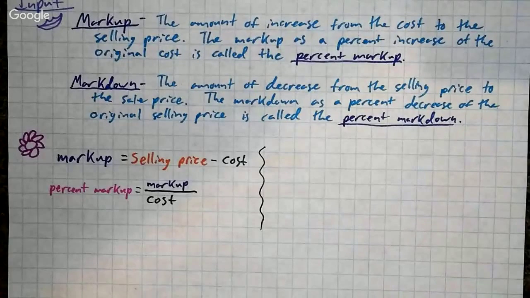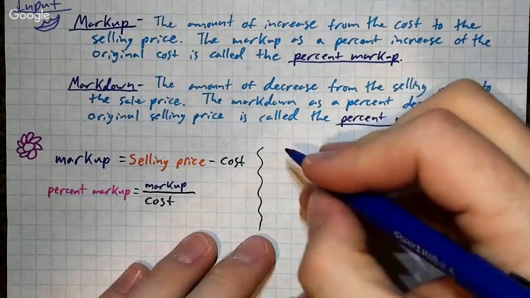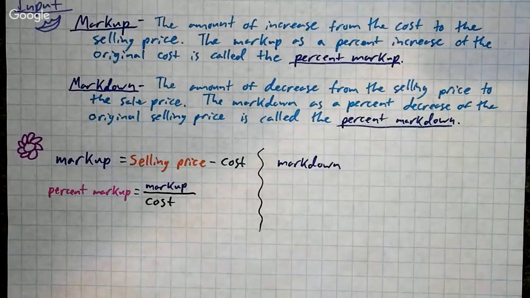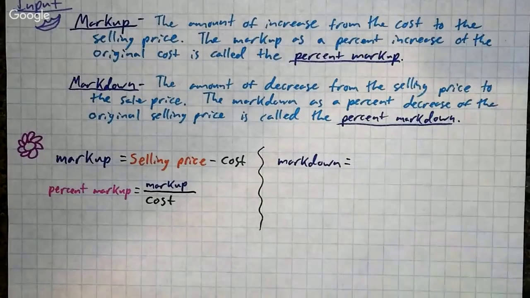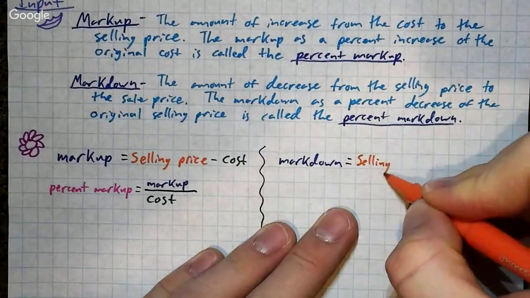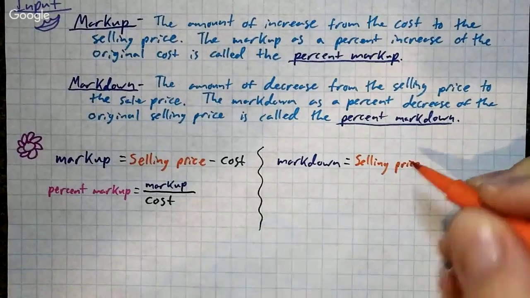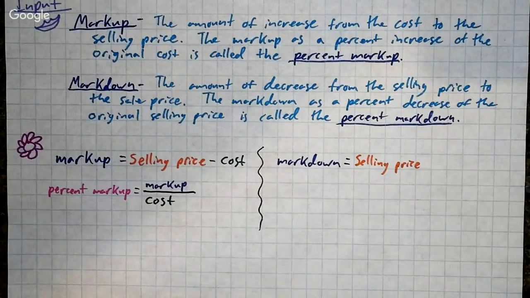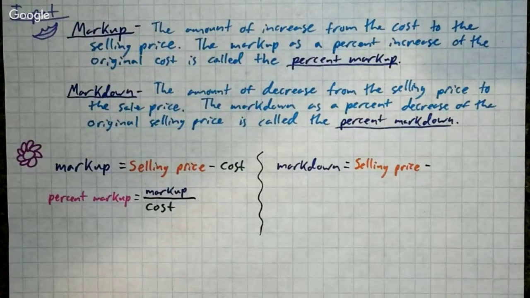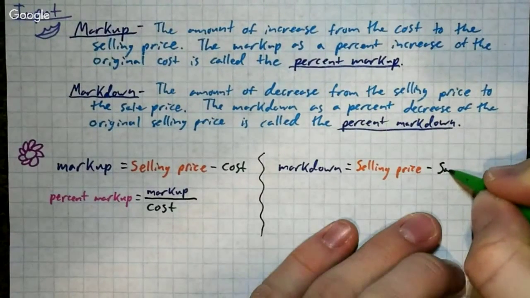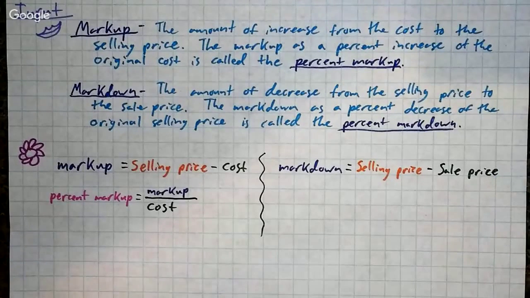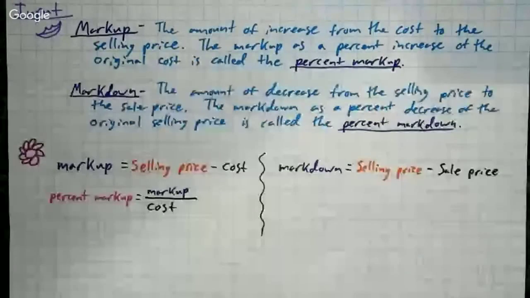Then we find out how we do the markdown. And the markdown is going to equal the selling price once again minus, and in this case, we're not going to have the cost. We're going to have the sale price. And we have the sale price for subtracting.